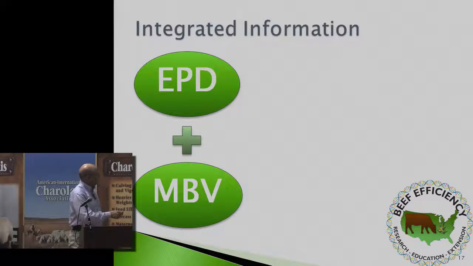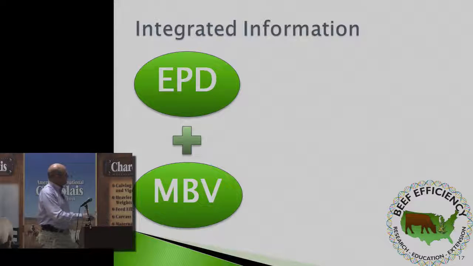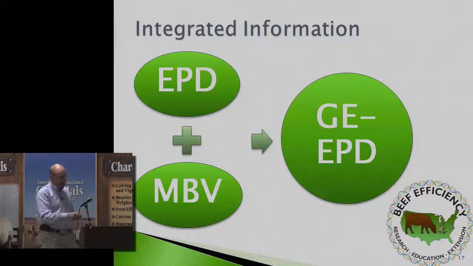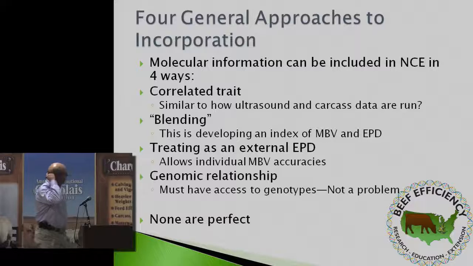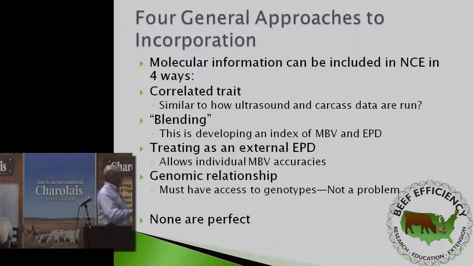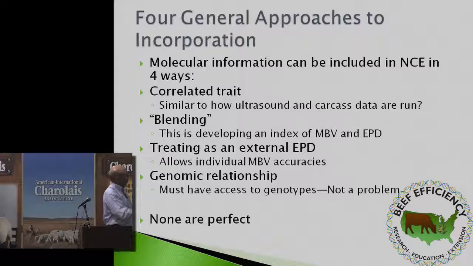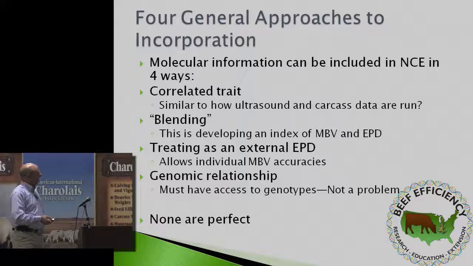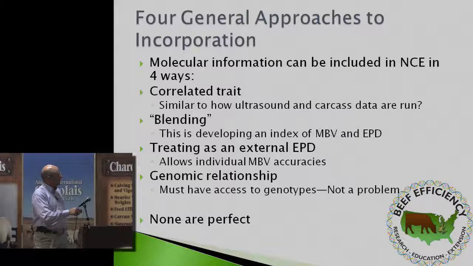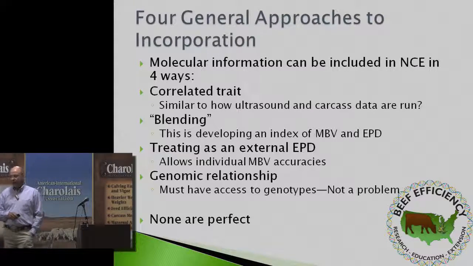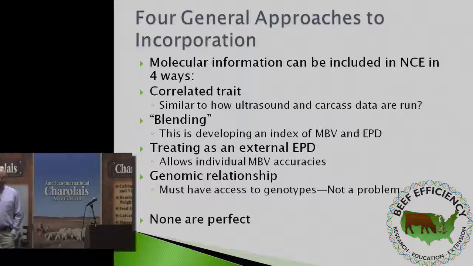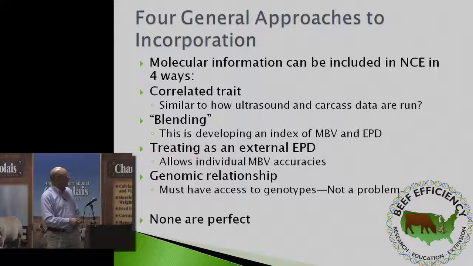Well, the way we do that, in a simple way, is we incorporate information from the molecular breeding value and the EPD to calculate these genomically enhanced EPDs. And there's a variety of ways to do that. There are four general ways that are being used today in the beef industry. American Angus, a number of years ago, deployed a methodology that fits the molecular breeding values as a correlated trait, so that they actually get a genetic relationship in their genetic evaluation for that data. It's very similar to how we use ultrasound data to inform carcass EPDs. We know there's a genetic association between ultrasound records and carcass records. We model that association in the genetic evaluation for carcass data.